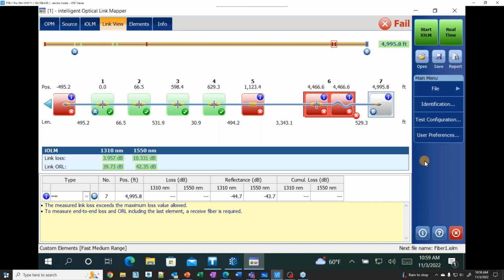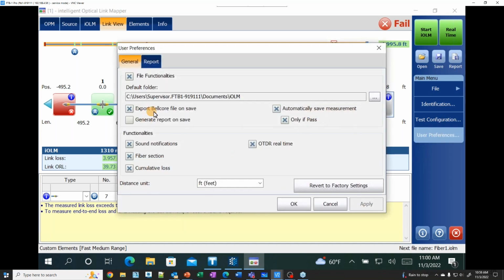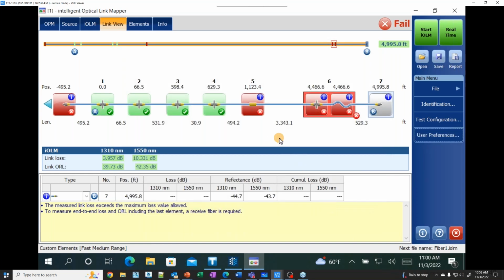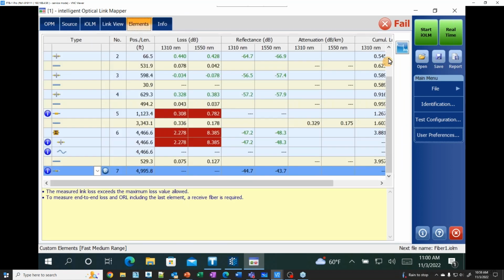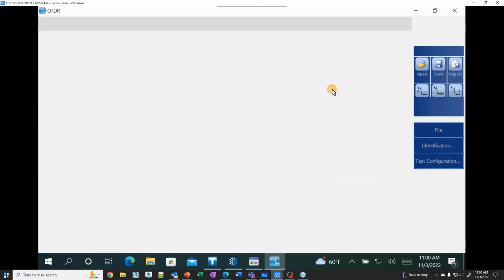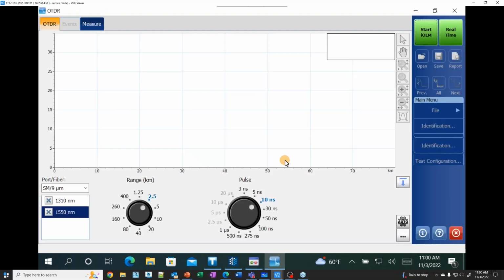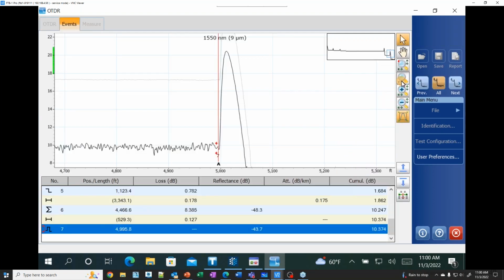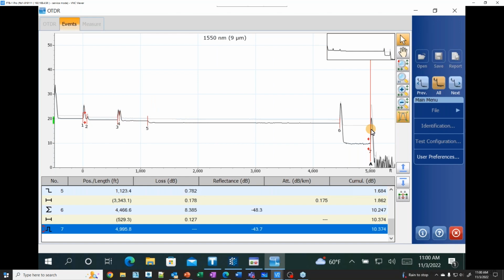Now you can export an SOR from IOLM. So under user preference, you can say, I want a Telcordia SOR with each save. So that way you can get it, or you can do it after the fact with Fast Reporter. You can also, within the element screen, if you're like me and you like seeing the graph, which I do, because the graph helps me with identifying ghosts and visually identifying things. That's just an old habit. So it'll take the IOLM and then give you the trace graph.